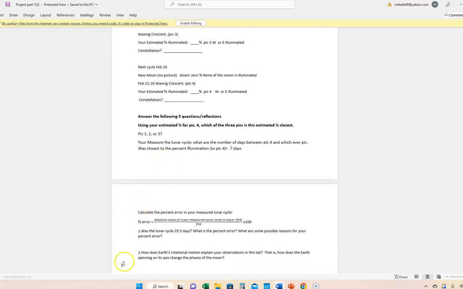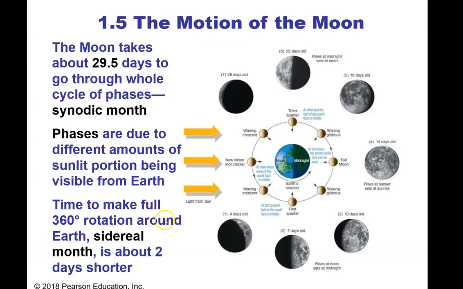Now I'm going to use the rest of the time to go over this. We're going to encounter it later in the semester, but since we're doing this project on the phases of the moon, you want to understand the phases of the moon.